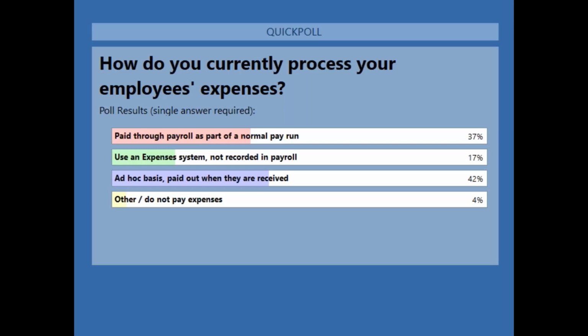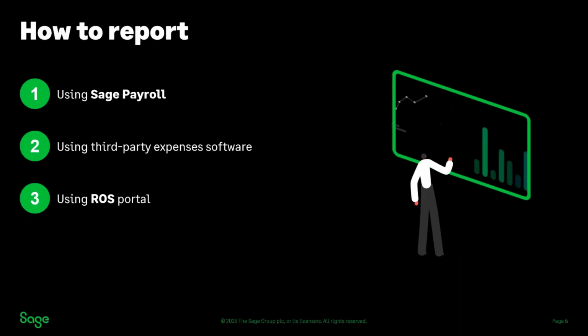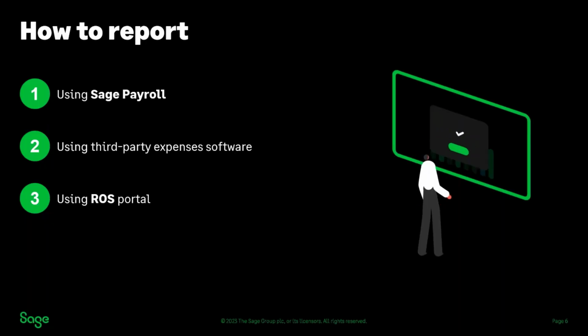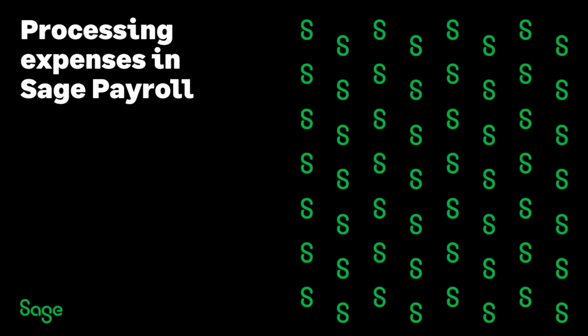So what I would say is, if you are paying out on an ad hoc basis, you're going to need to have a think about how you're going to report these expenses. So you might do it using the ROS portal, or you might think about changing your process so that you're including expenses in payroll. And we're going to explain how that all works for the rest of this webinar. So let's just bring that poll off screen for you, and I'll just make sure that I am sharing my screen. And we're now going to move on, and we're going to talk about processing expenses within your Sage Payroll software.